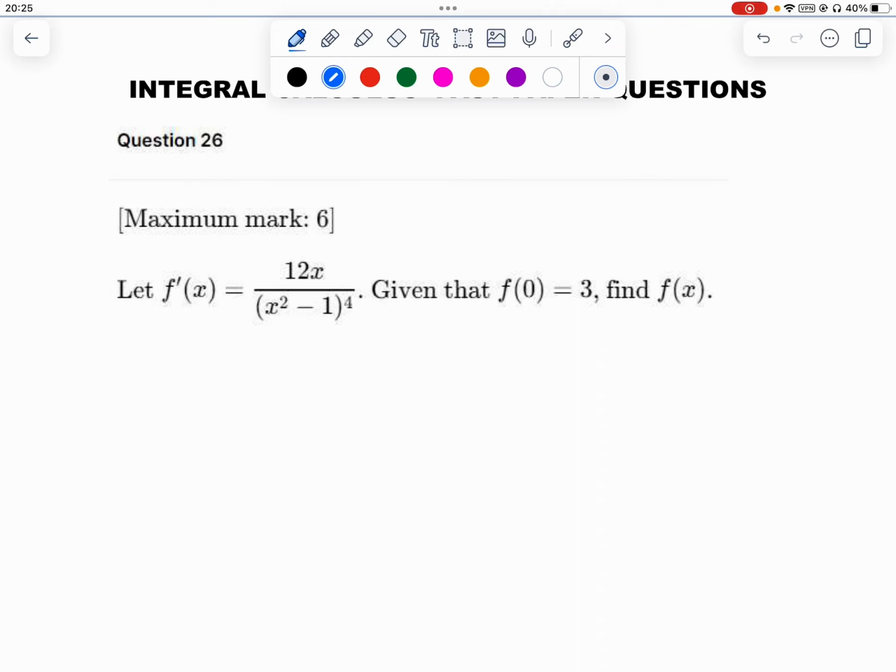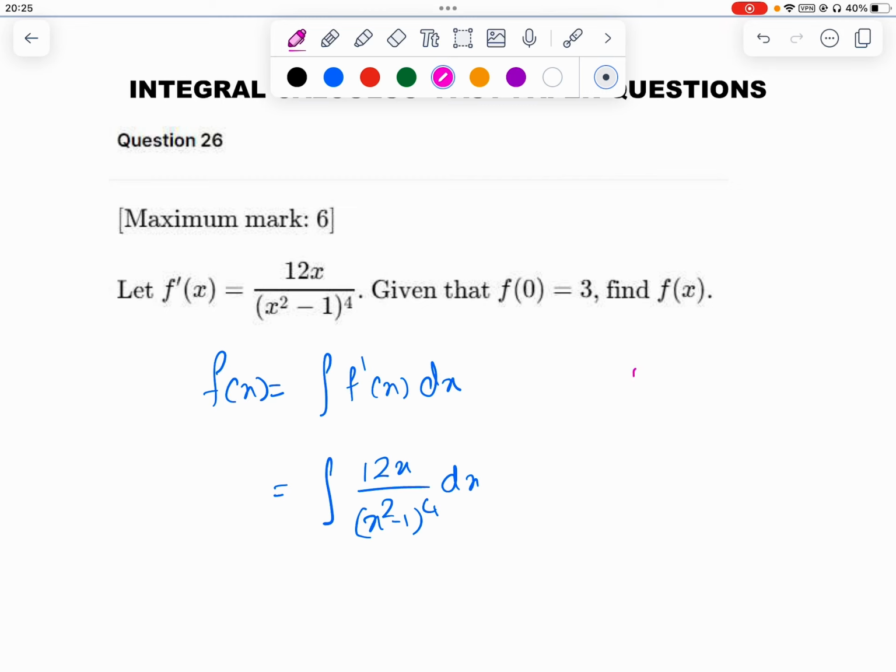So when I do the integral of that one, it's going to give me f of x. So f of x equals integral of f prime x dx. So it's going to be integral of 12x upon (x square minus 1) whole to the power of 4 dx. Now what am I going to do with that? You can directly do that one by checking the derivative of the denominator is present in the numerator, or you can do it by substitution also. For a change we do it by substitution.